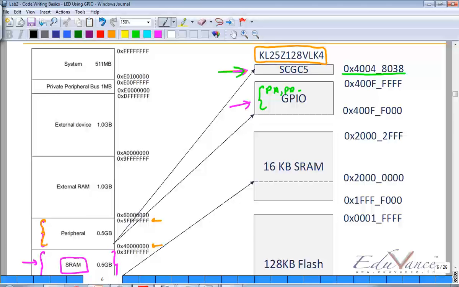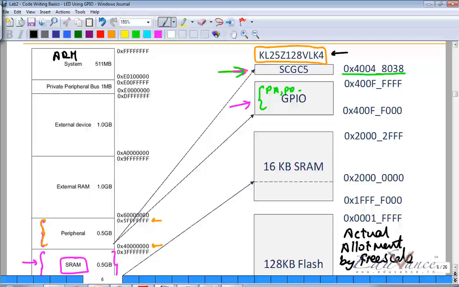So this information on the right hand side is given to us by the manufacturer. These regions on the left hand side are given to us by ARM. Please understand, this is just the reservation as per ARM, but on the right hand side what we have is the actual allotment by Freescale, who is the chip manufacturer.